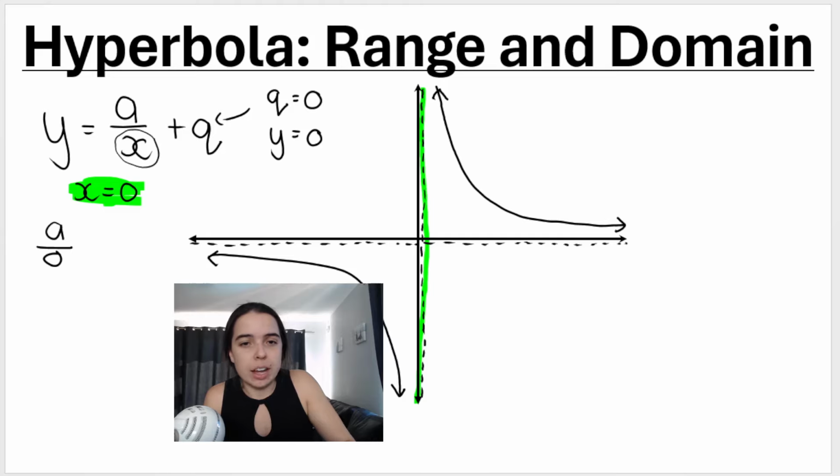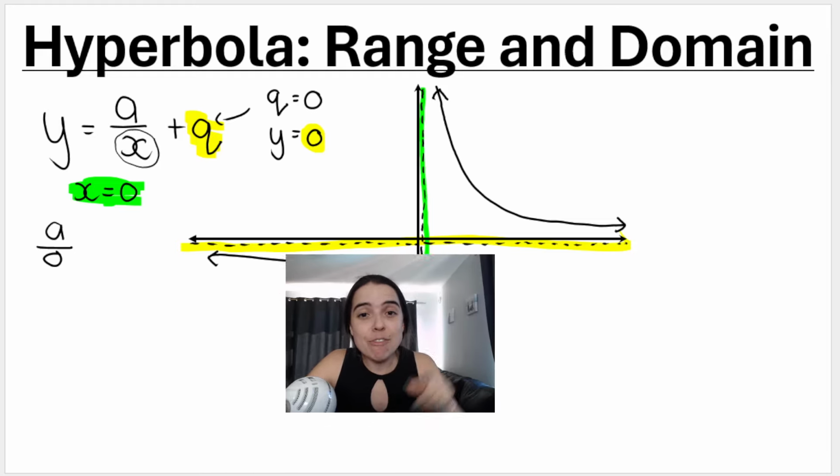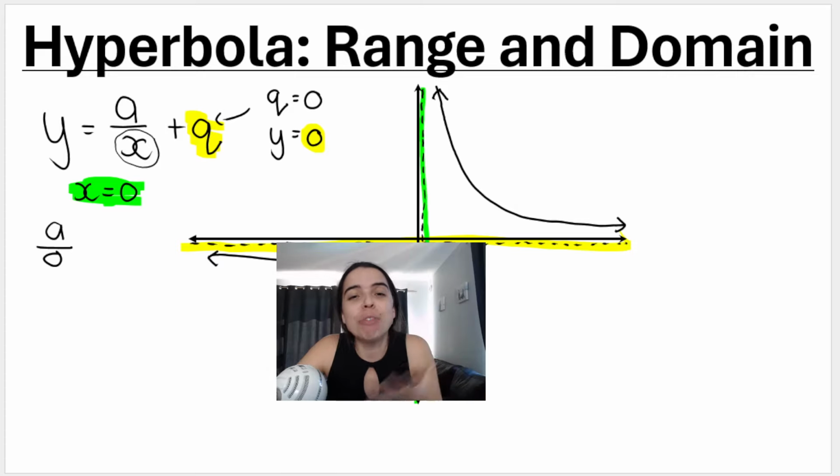And then my horizontal asymptote is this q value, which in this case is 0, which is this one over here. So when we state the domain and range, we must be careful of these asymptotes because the graph cannot exist where there is an asymptote.